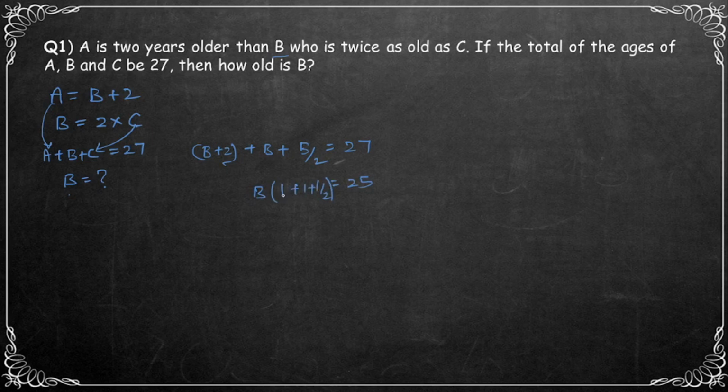So this is 5 by 2, right? So 2, 2, 1. So 5 by 2 B is equal to 25. So B is equal to 25 times 2 divided by 5, which is 10. So the answer is 10 years.